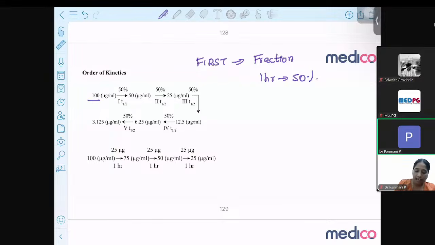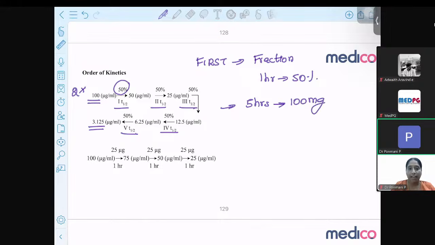So imagine you have 100 mg of the drug and 50% is eliminated in 1 hour. So how many hours does it take to become 3.125? It is 1, 2, 3, 4, and 5. So it is taking 5 hours for the drug to get eliminated. Now, what happens if I double the dose of the drug? For 100 mg, 5 hours it is taking to get excreted.